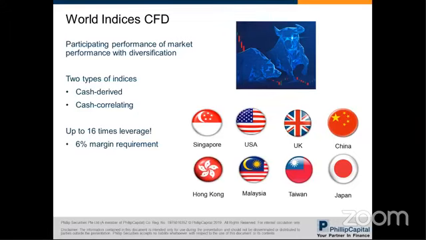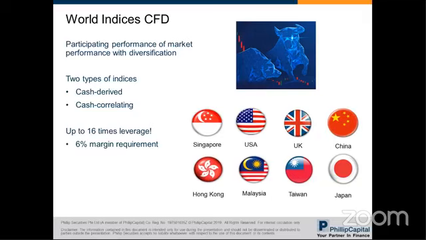Over here in Singapore, using this index, you can participate in exposure in up to eight different countries. This includes Singapore, China, and also Taiwan. We have various indices which can be classified under cash derived or cash correlating. Our Singapore index CFD is cash derived, meaning the price performance is matched to the underlying index, which we replicate directly.